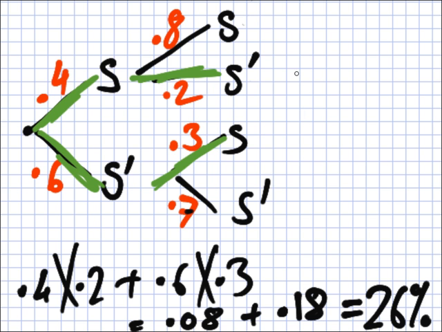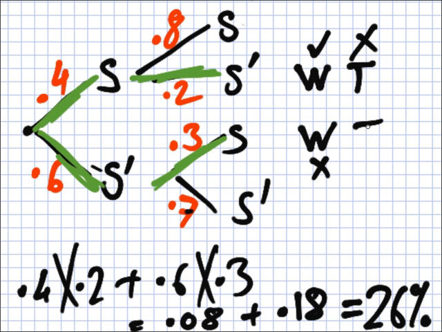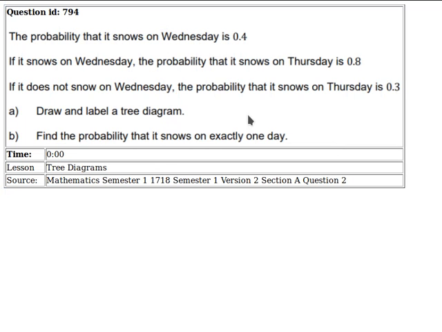This one is snow on Wednesday, and then no snow on Thursday. And this part is no snow on Wednesday, and then snow on Thursday. And the question was, find the probability that it snows on exactly one day.